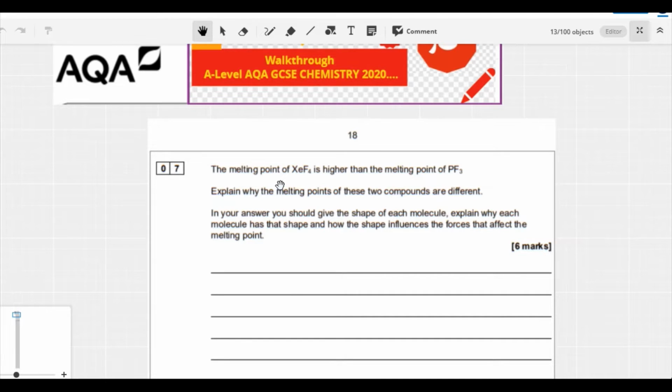Question number 7: the melting point of xenon tetrafluoride, XeF4, is higher than the melting point of PF3. Explain why the melting points of these two compounds are different. In your answer, you should give the shape of each molecule, then explain why each molecule has that shape and how the shape influences the forces that affect the melting point. So that is the 6 marks question.